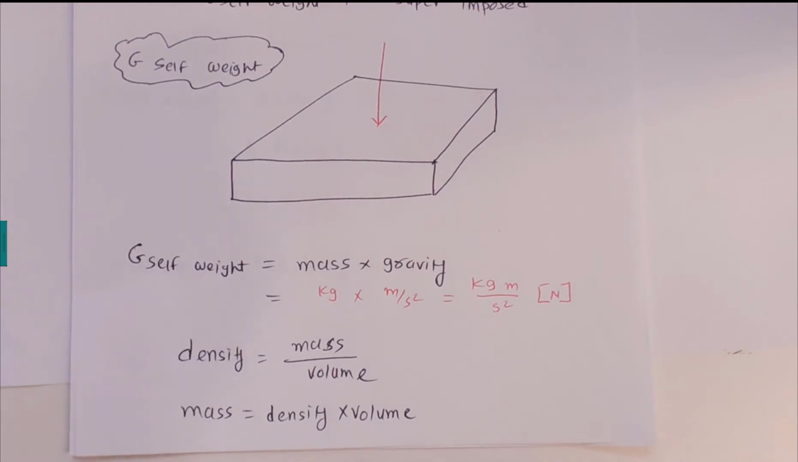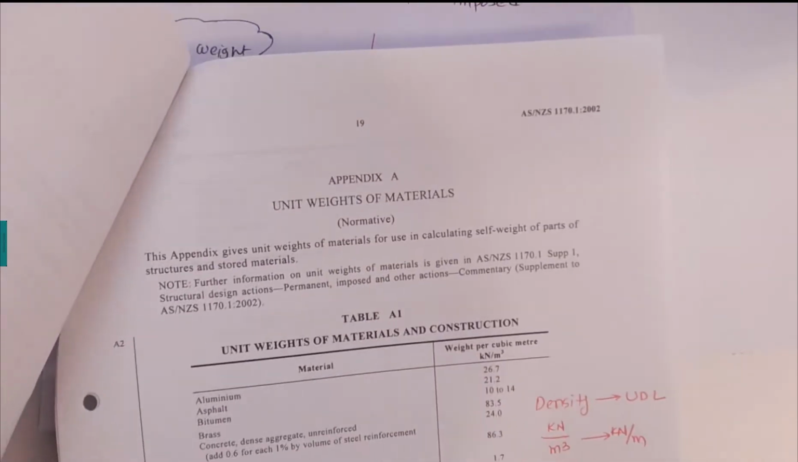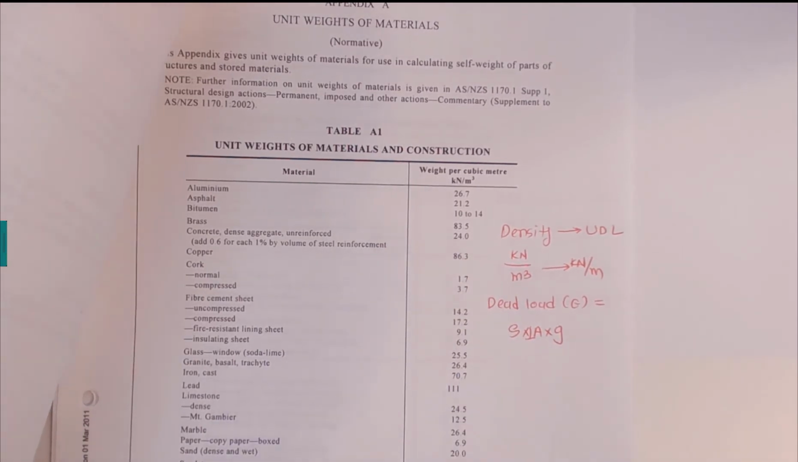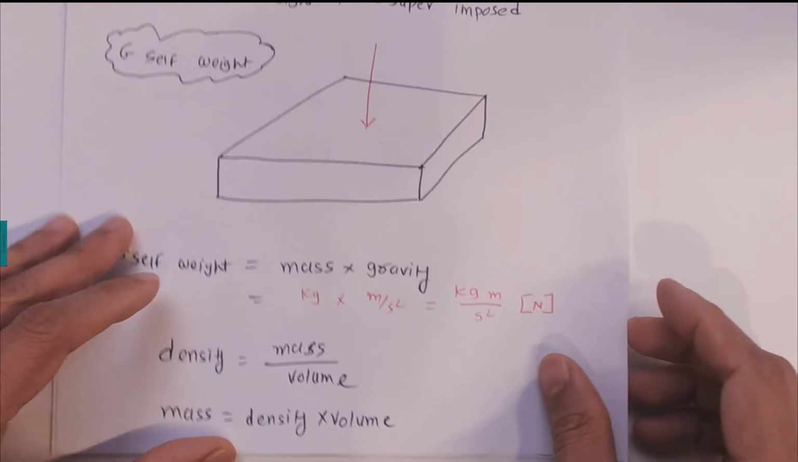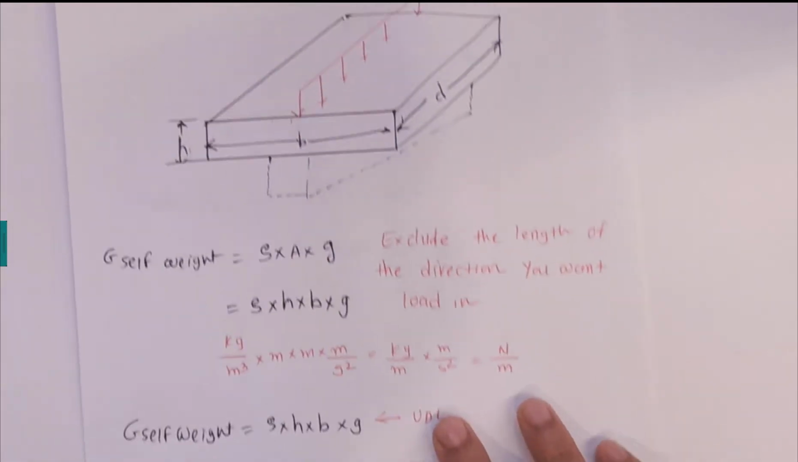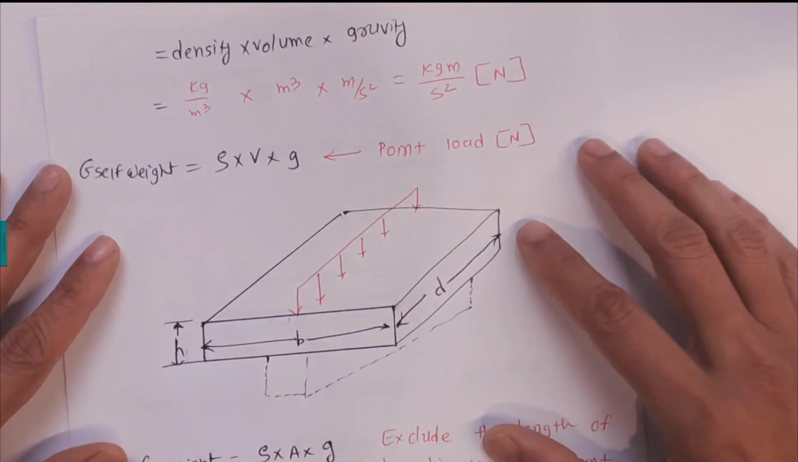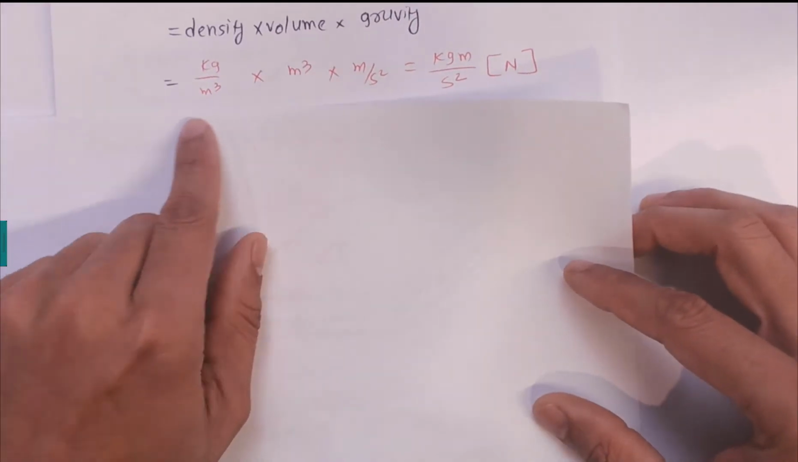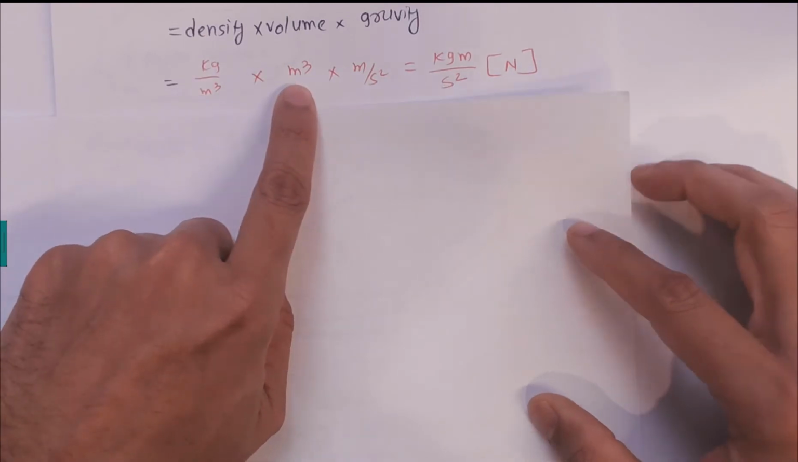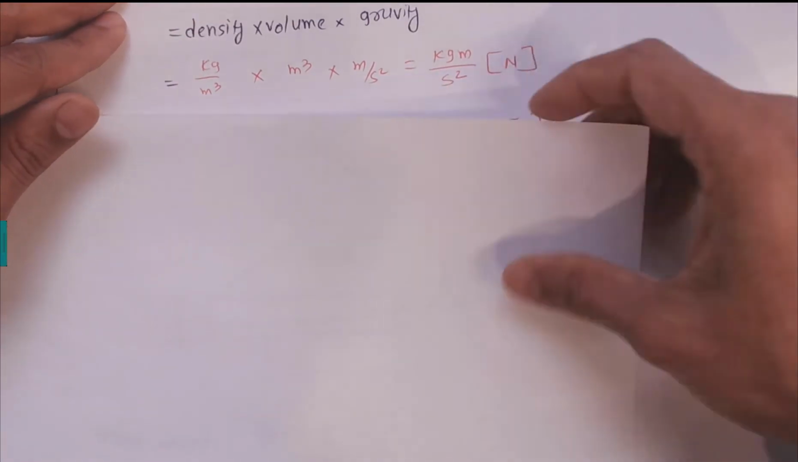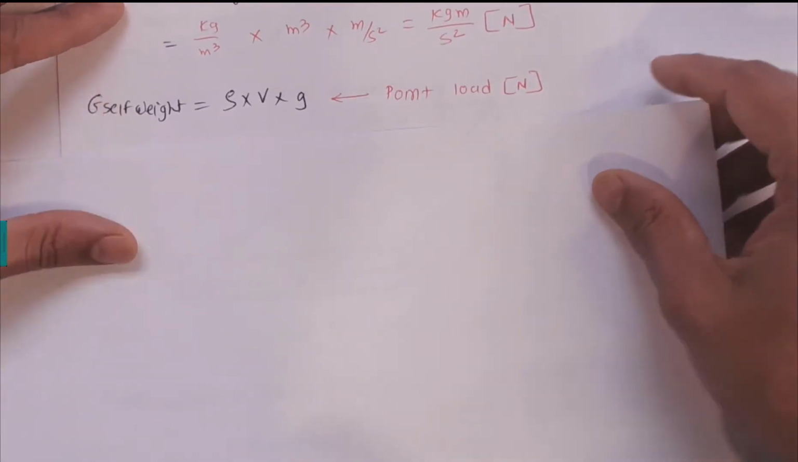So we can calculate mass, which is equal to density times volume. The density is given on page number 19, where we have the density for the various materials. So we can find this dead load due to the self weight of the structure. Once we have the density and the volume, we can use these units: kilogram per meter cubed, the volume in meter cubed, and meter per second squared, so we can find the load in Newtons. Now that is the point load.